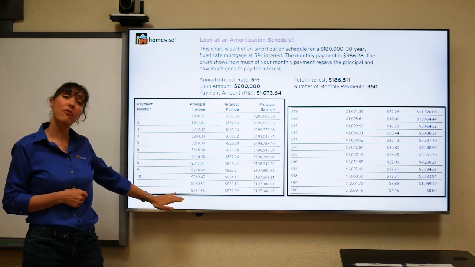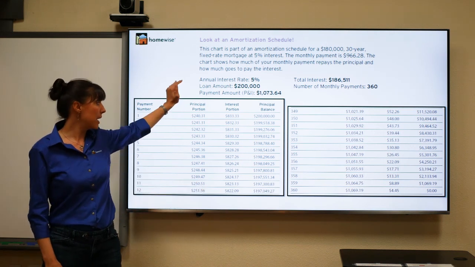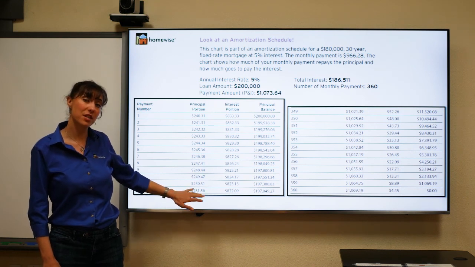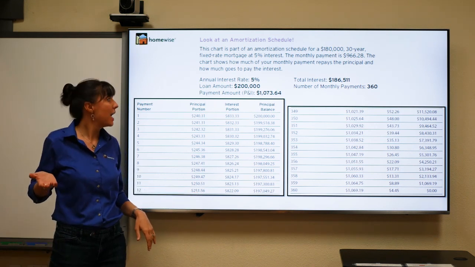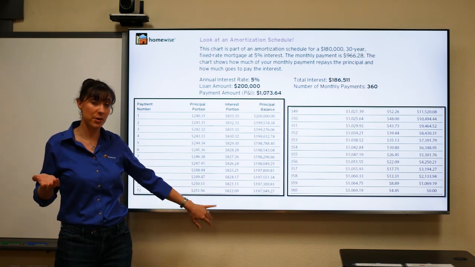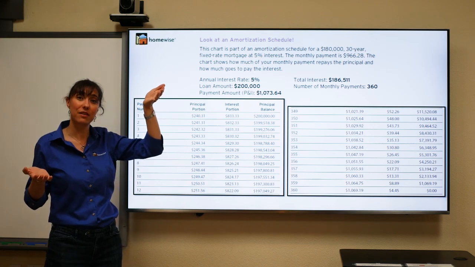What about 12 months later, so 1 year, 12 payments later, now how much is going toward my principal? Just over $250, so about $10 more. And how much is going toward my interest? $822, so about $10 less. We can see that the scale is starting to shift.